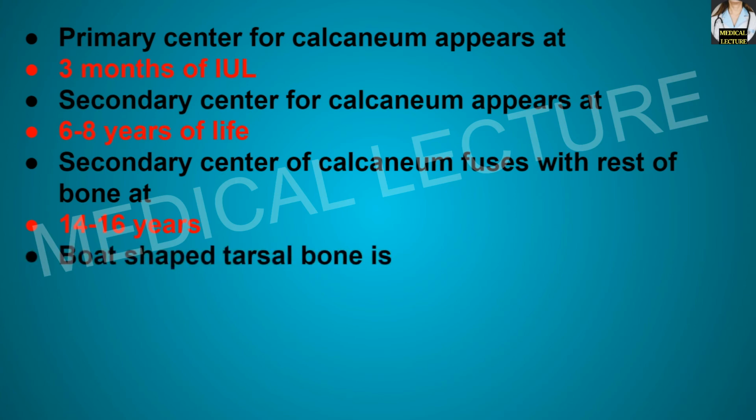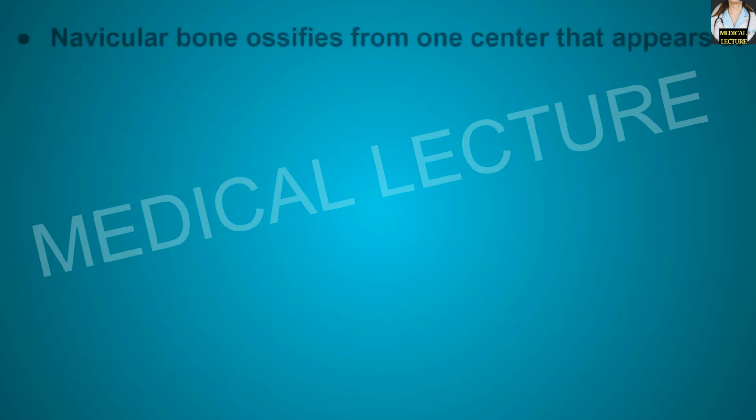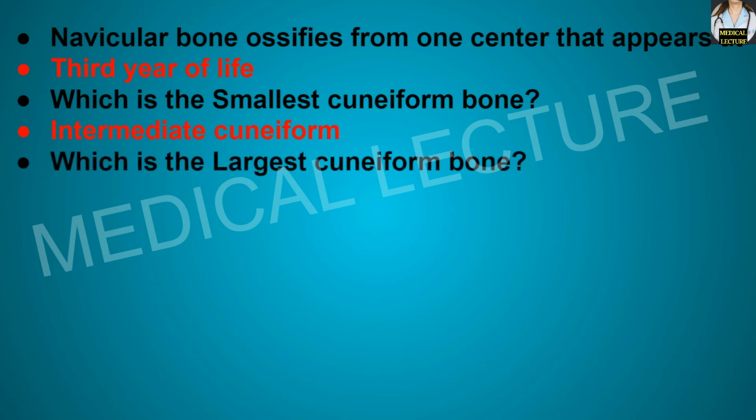Boat-shaped tarsal bone is the navicular bone. Tuberosity of the navicular bone is present on which surface? Medial surface. Navicular bone ossifies from one center that appears at the 3rd year of life. Which is the smallest cuneiform bone? It is the intermediate cuneiform. Which is the largest cuneiform bone? So it is the medial cuneiform.